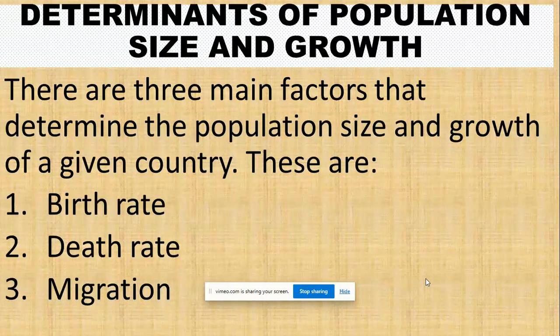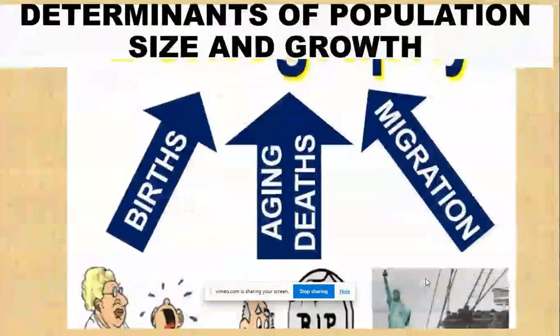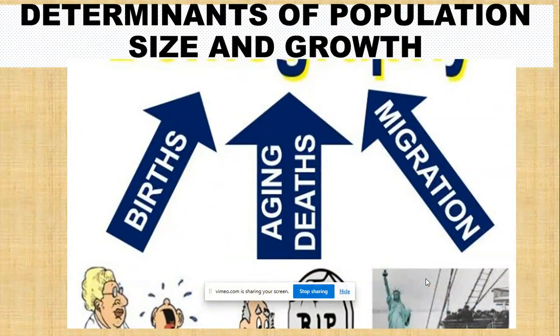How many determinants do we have, students? Three. Good of you. Mention them. Birth rate, good. Death rate, good. And migration. Beautiful. Now let's take it one by one. Determinants of population size and growth. Look at the chart before we take number one. It's actually talking about the determinants, factors that determine the size and growth of population of a particular country. Where we talk about births, we talk about death, we talk about migrations and so on and so forth.